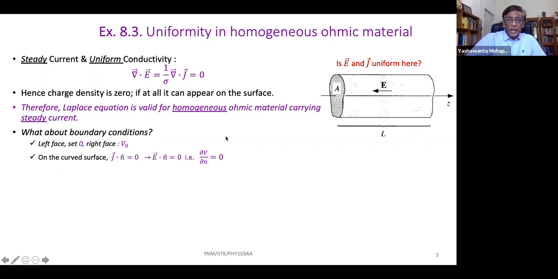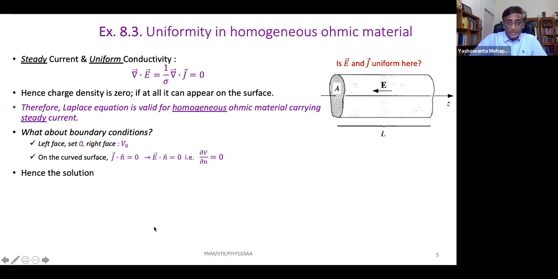And hence, we have the Laplace condition satisfied. We have the boundary condition known, and whatever solution we get will be a unique solution. Now, for this simple thing, can I guess that it will be unique? Can I guess it? Of course I can.